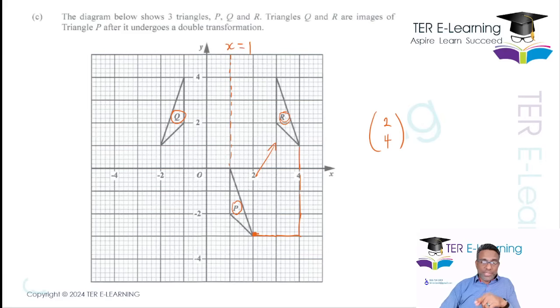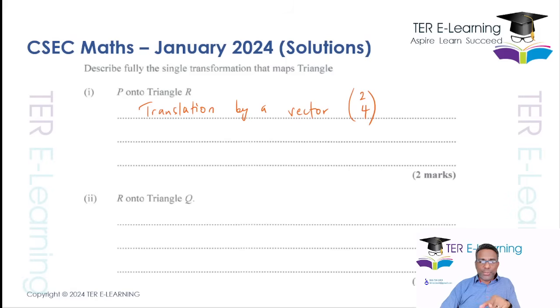So here's what you need to say here. It's R onto Q. So it's a reflection in the line x is equal to 1. That's what it is. The reflection in the line x is equal to 1.